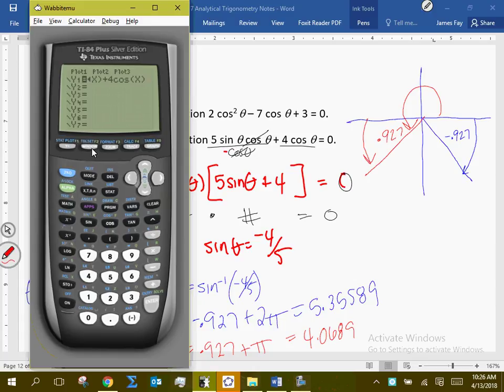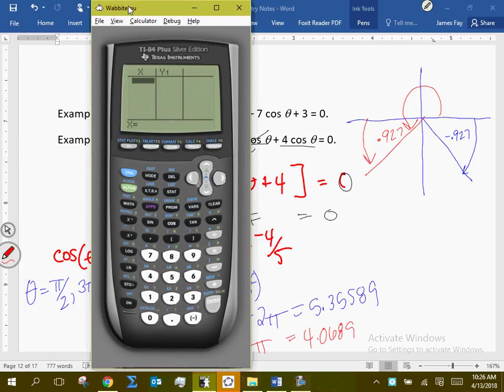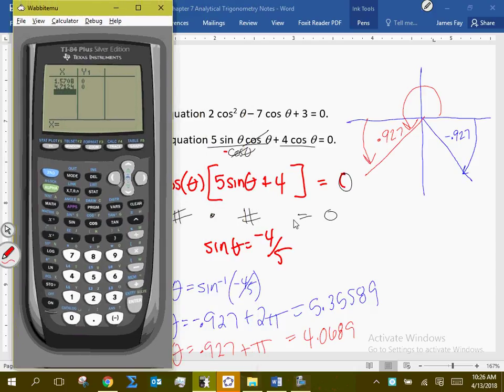And then we're going to go to table set, which is second window, and we're going to go down to the independent variable and make sure ask is highlighted. Okay, we'll hit second table then, which is the graph key, and it should get you to this. And ultimately all this is an x and y table, just like you learned in Algebra 1. You're going to put in the x value that you're interested in, and it'll spit back the y value that's associated with it, okay? So we want y values here that are 0, and if I type in pi over 2, we get 0. If I type in 3 pi over 2, we get 0, okay?